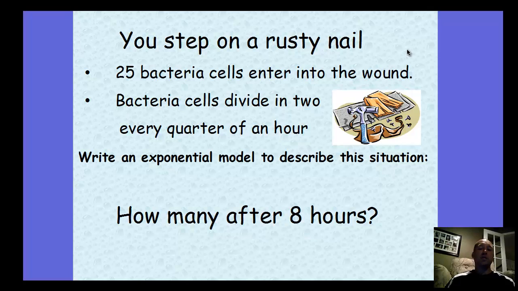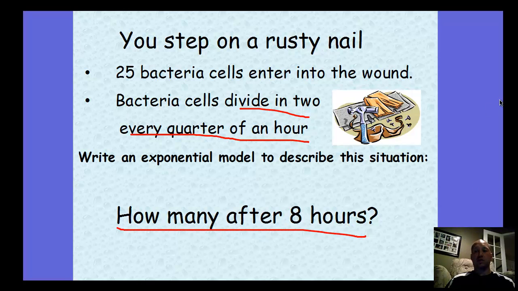So another example, you step on a rusty nail. You have 25 bacteria cells enter into the wound. The bacteria cells divide in two every quarter of an hour. So every quarter of an hour is how fast they are dividing in two. Write an exponential model to describe the situation. How many would you have after 8 hours?